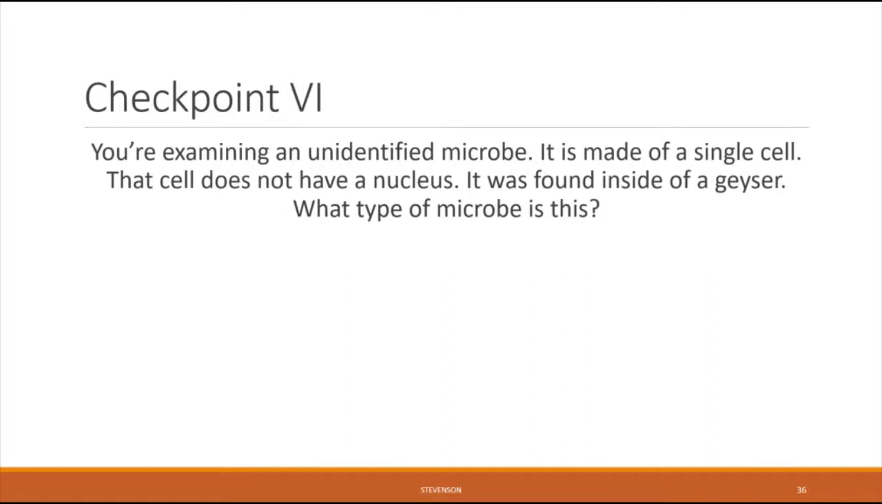And in this checkpoint, along the same lines, let's say you're examining an unidentified microbe. It's made of a single cell. That cell does not have a nucleus. And the microbe sample was recovered from the inside of a geyser. What type of microbe is that?